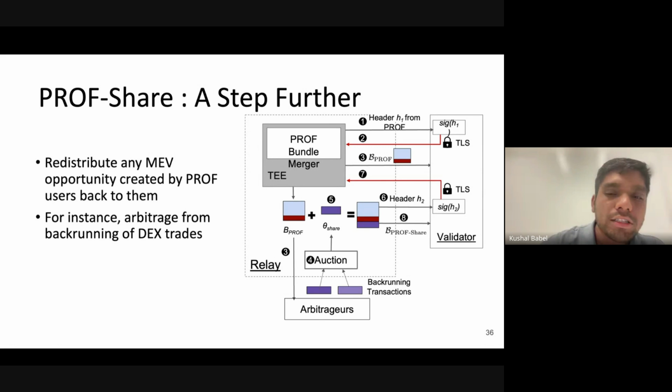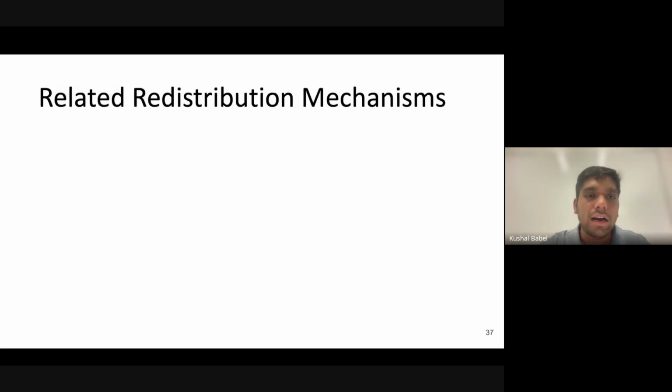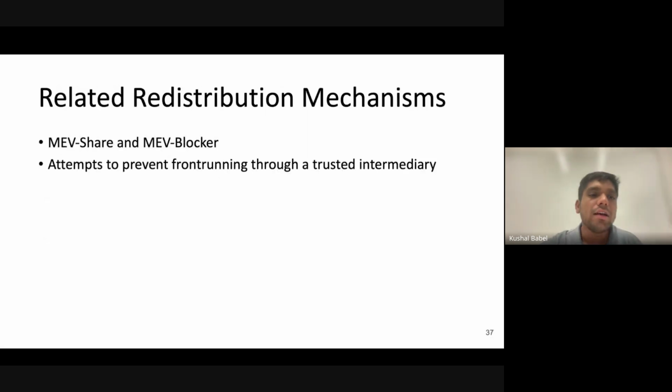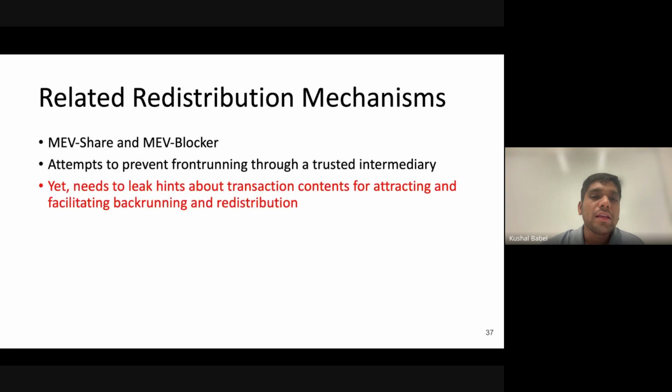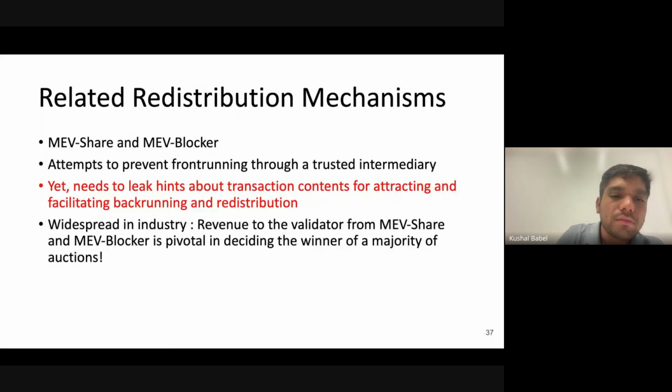So there are several good properties that you get as a result when you compare it to MEV share and MEV blocker. This is just the summary of MEV share and MEV blocker, which also have front-running protection, but they leak hints about the transaction content in order to backrun them. And these are widespread in industry, already quite popular and pivotal for winning auctions.